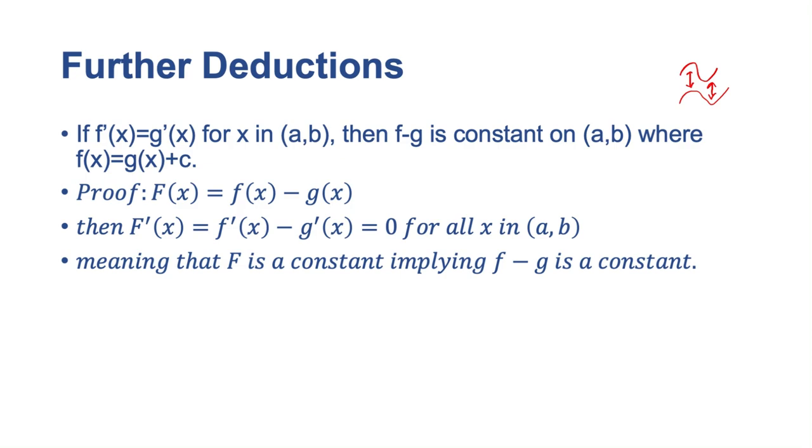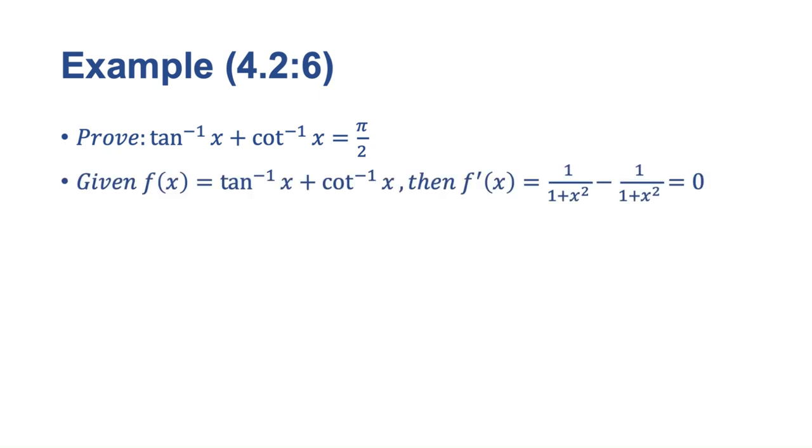Let's do one last example before we finish off. So we are going to do, from section 4.2, example number 6, we are going to prove that the arctangent of x plus the arccotangent of x is equal to pi over 2. All right, so first what we can do is we can have our given.